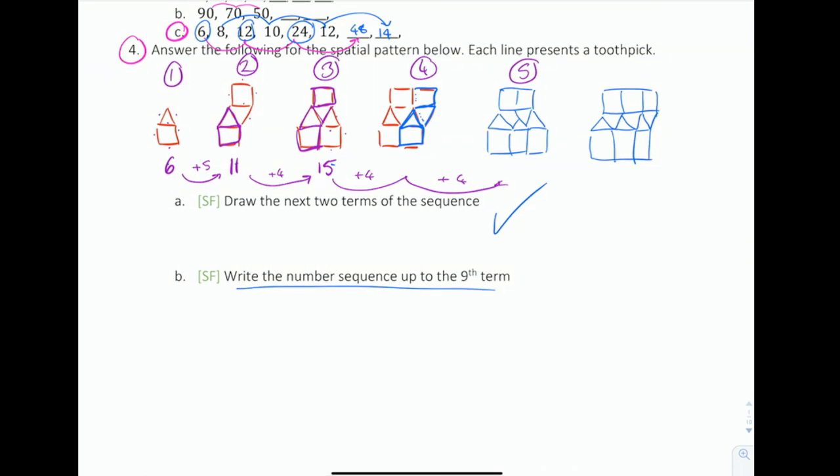then we can actually write out the number sequence. So the first term had 6 edges. The second term had 11 edges, or sorry, toothpicks. The third term had 15. Now that's the ones I counted. From here, I can just calculate them. So I'm just going to keep on adding 4. But I'm also going to make sure I get all the way up to 9 terms. So 1, 2, 3, 4, 5, 6, 7, 8, 9.